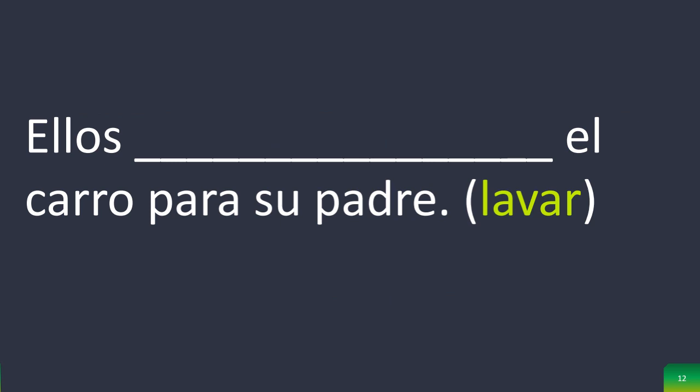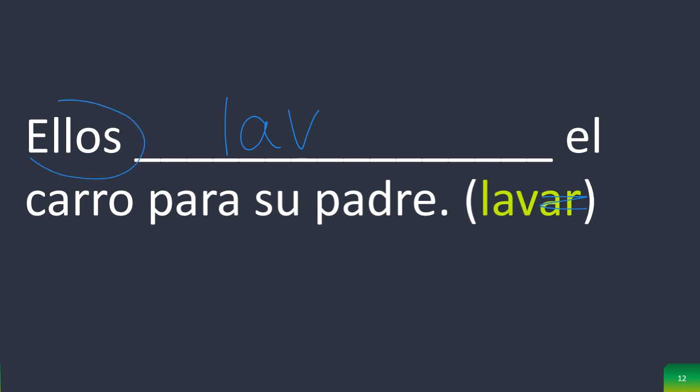Okay, here's our last one. So ellos blank el carro para su padre. And the verb is lavar. So they wash the car for their dad. I bet your dad would like that if you washed the car for him. So we are going to take the verb lavar. We're going to take off the ending. So we end up with just LAV once we take the AR off.